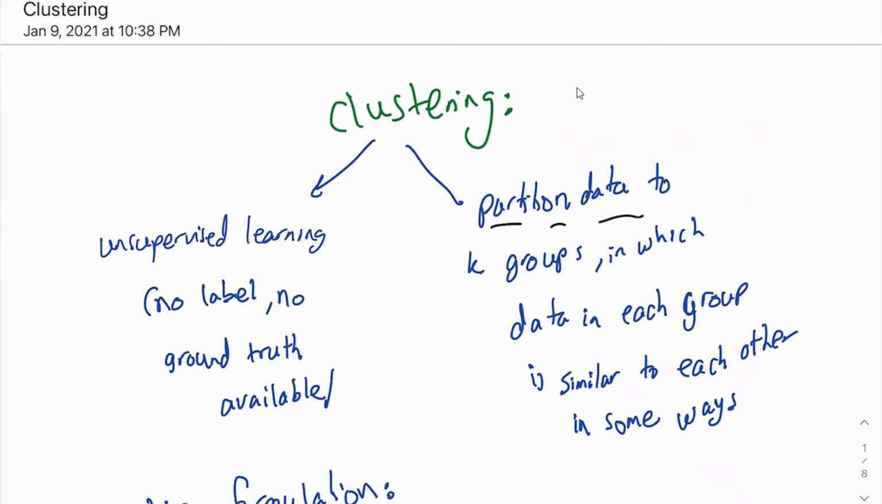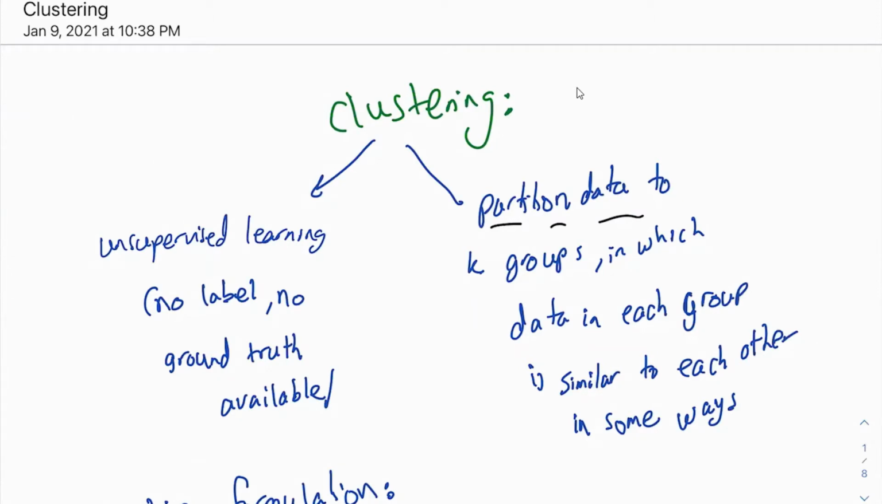Clustering is a very well-known and widely used technique in machine learning. It's a class of unsupervised learning algorithm. What do I mean by unsupervised learning? This means that you have no label or no ground truth for your data, right? So you are only given data.